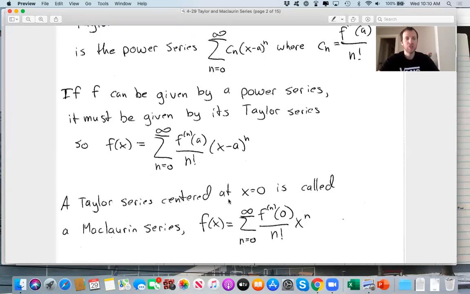As a special case, which is just a little simpler looking, and often examples look like this just because things are simplified a little bit: if you have a Taylor series centered at 0, that is called a Maclaurin series. But what it looks like is this Taylor series formula, but these a's here are just turned into zeros. So you're taking the nth derivative at 0 times x to the n rather than x minus a to the n.